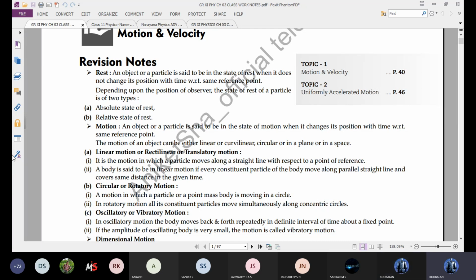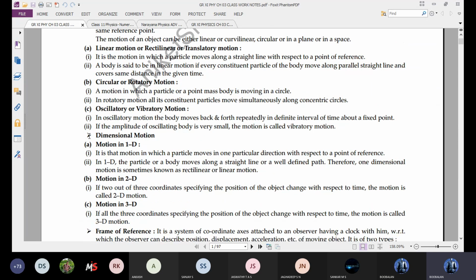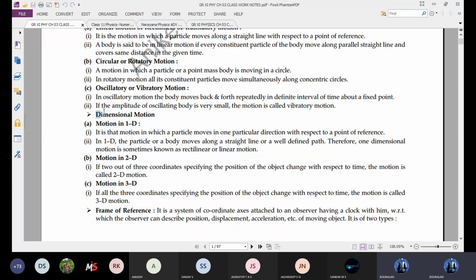Okay. This is unit test 2, chapter 3, motion in a straight line. So define motion. An object or particle is said to be in a state of motion when changing position with respect to time or reference point. This is important. And give me some examples also. The kinds of motion are linear motion, rectilinear motion, circular motion, oscillatory motion. Give me some examples. Next one, the dimensions of motion. So 3 dimensions are there: 1 dimension, 2 dimension, 3 dimension.